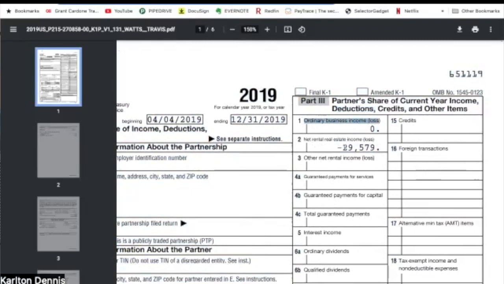But you guys know if you're investing in real estate that it's not considered ordinary business income, it's considered rental real estate income. So we should see a 0 on this line. That would make sense. So when I jump to line number 2, I see net rental real estate income or loss, negative 29,579. So although Travis contributed $50,000 to this investment, right now he's reporting to the IRS that he's making negative $29,579 in a rental real estate loss. And this is really coming from depreciation.